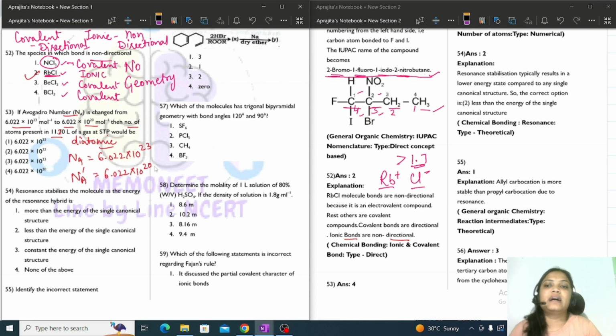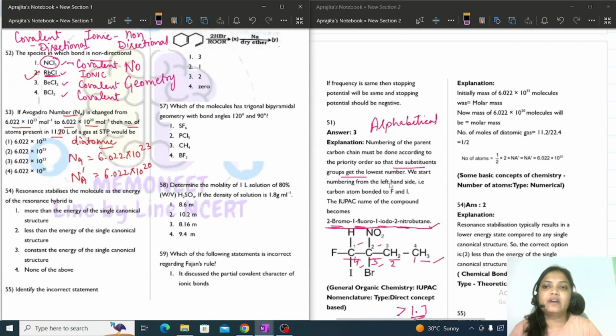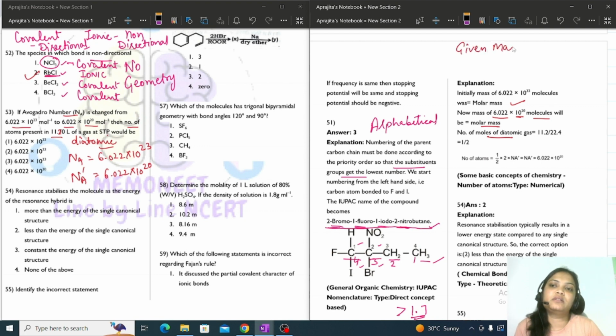So we know that the mass of Avogadro's number of atoms or molecules is known as molar mass. So now according to the changed Avogadro's number, mass of 6.022 × 10^20 molecules of gas will be molar mass. Now we will find number of moles of the diatomic gas. So number of moles is given mass upon molar mass.